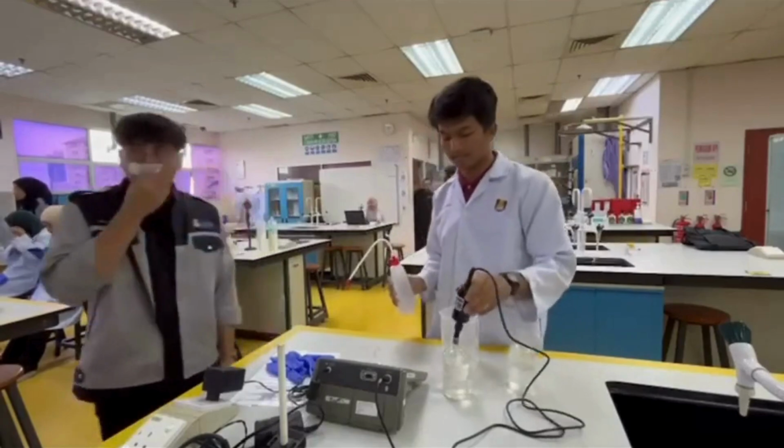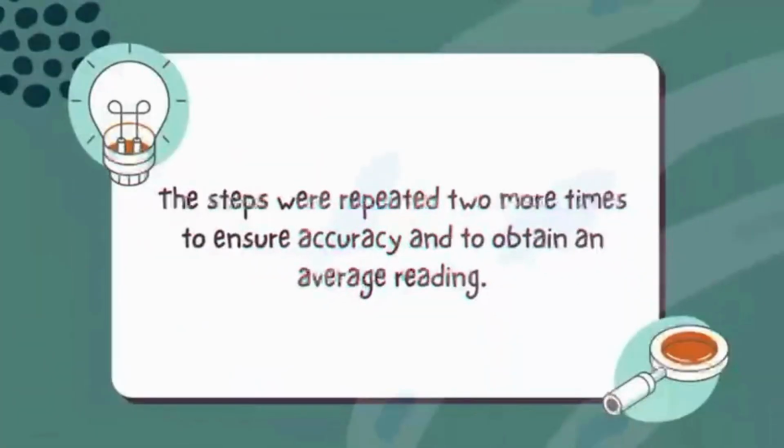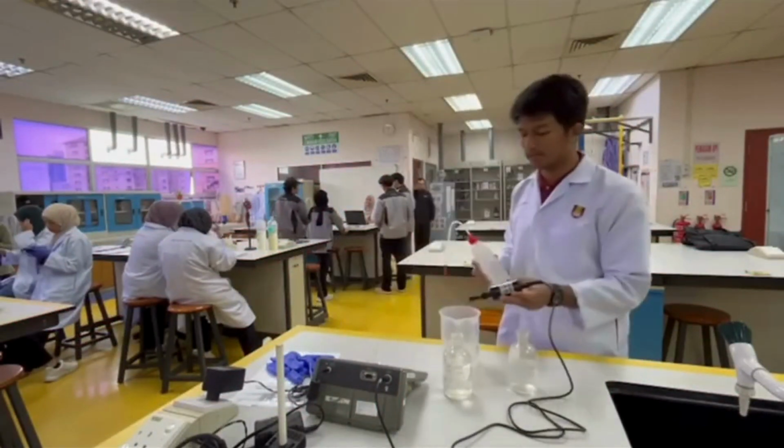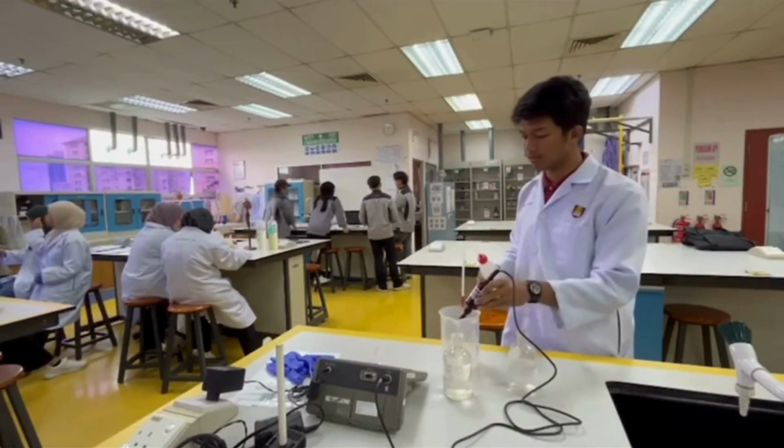Then test the DO5 again. The steps are repeated 2 more times to ensure accuracy and to obtain an average reading. Turn off the DO meter and clean the DO probe using distilled water.